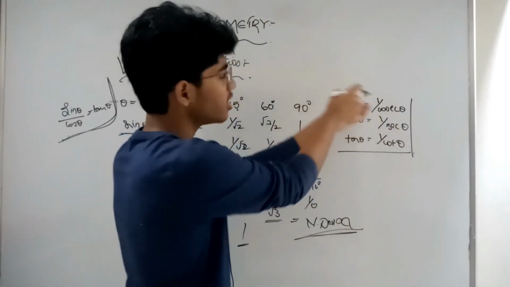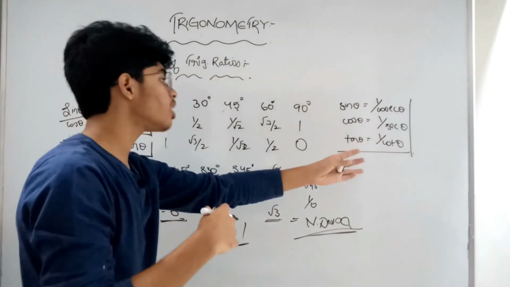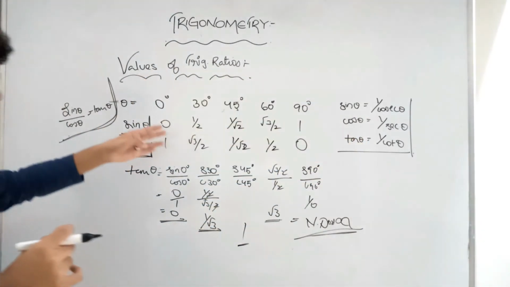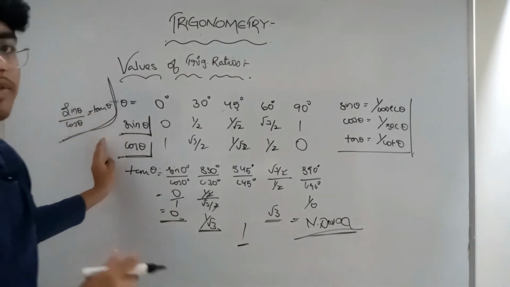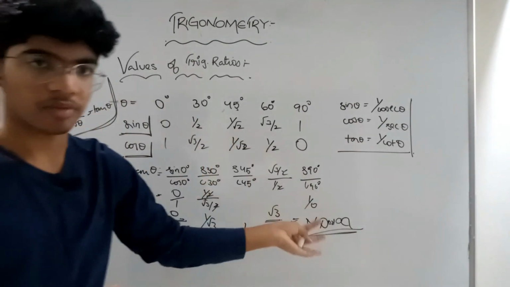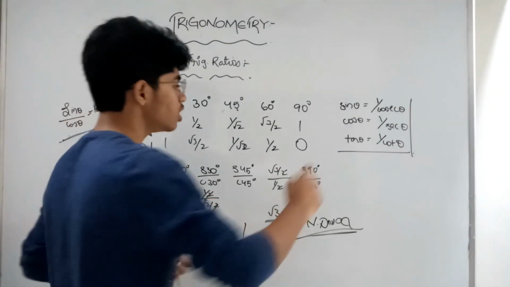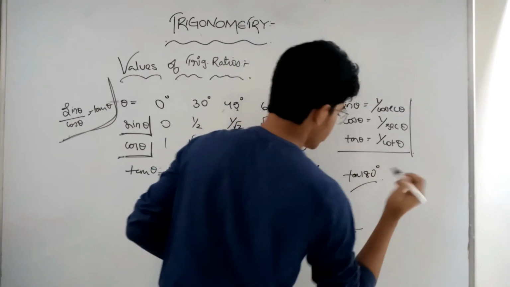If we just reverse these, cosecant theta will become 1 by sin theta, secant theta will become 1 by cos theta, and cot theta will become 1 by tan theta. So it's pretty easy, right? If we know the values of sin theta and cos theta, we're going to get the values of every trigonometric ratio. You might have a question of what we will do if they give tan 180 degrees, right?